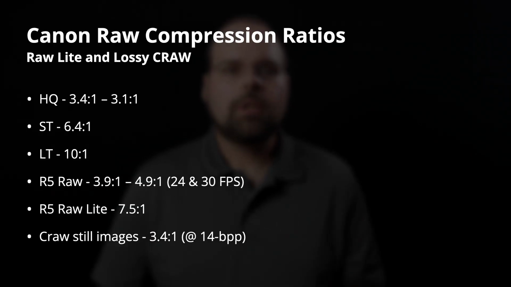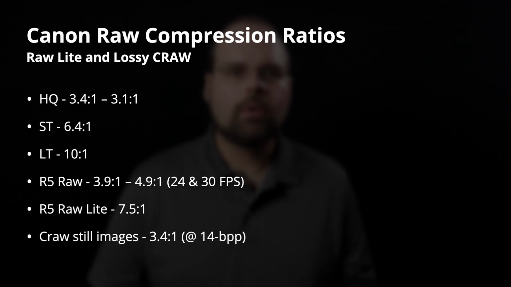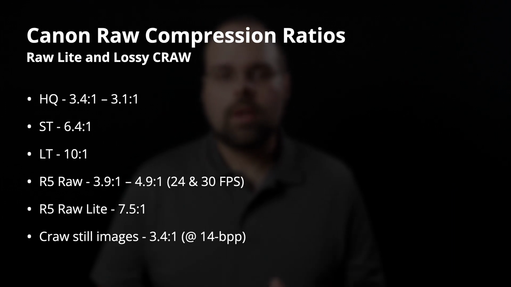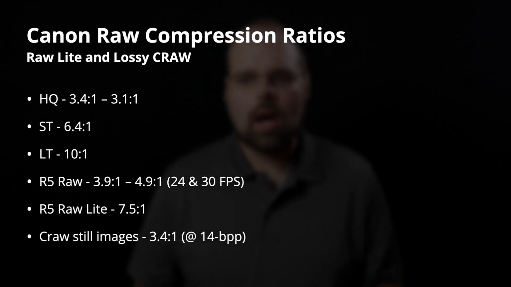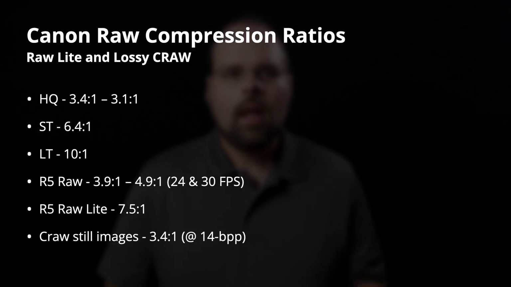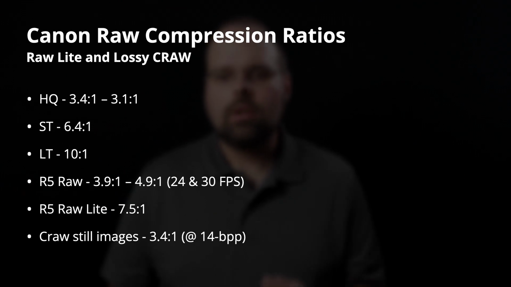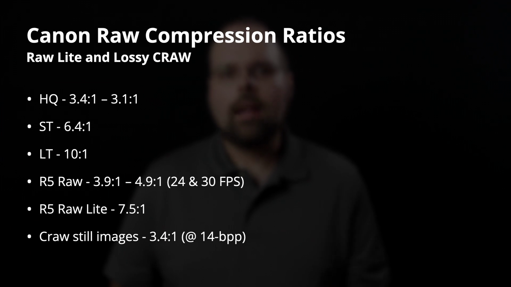So for the Raw Lite codec on the R5C, the three options are HQ, ST, and LT. HQ gives you about a 3.4 or 3.1 to 1 compression range. It's actually the only option on the camera where I see a change in compression looking at the numbers that Canon provides. ST, which is the first codec that can do 8K, gives you 6.4 to 1 compression, and LT gives you 10 to 1 compression.